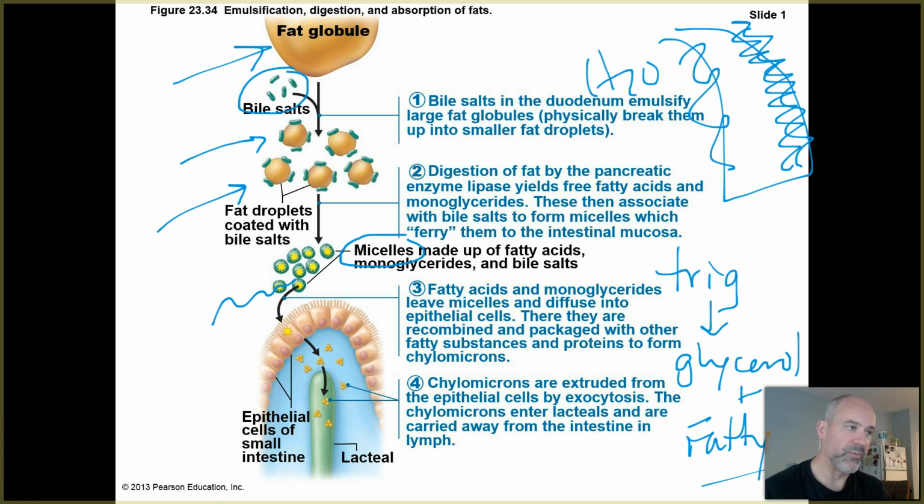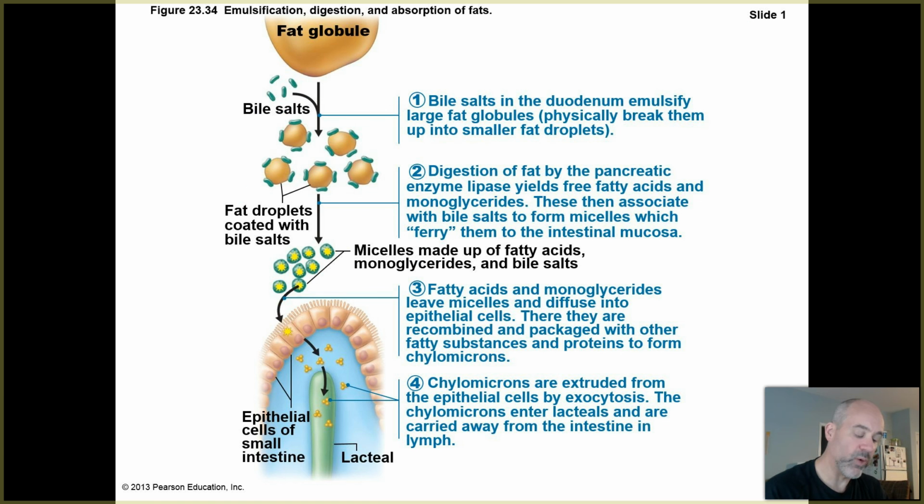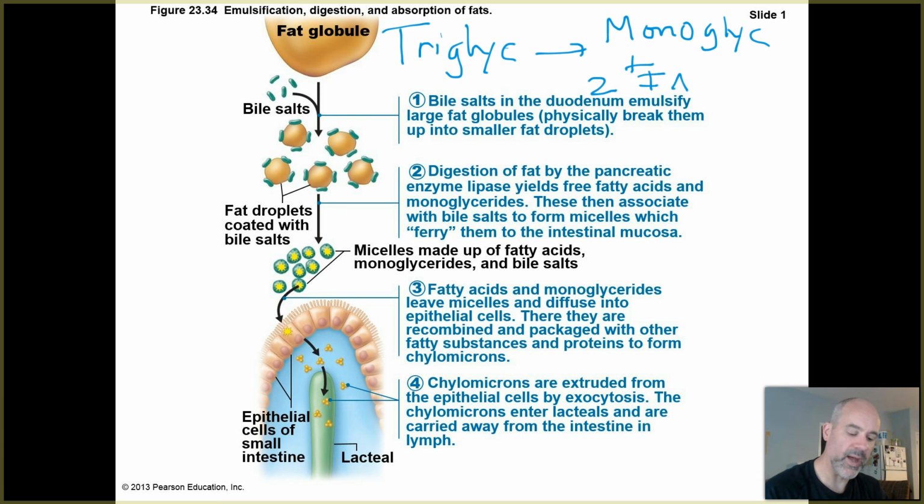Well, and really I need to clarify because, let me erase this. Really the enzymes take your triglycerides and convert them into a monoglyceride plus 2 fatty acids. A triglyceride is a glycerol. There's glycerol, and it's bonded to 3 fatty acids.